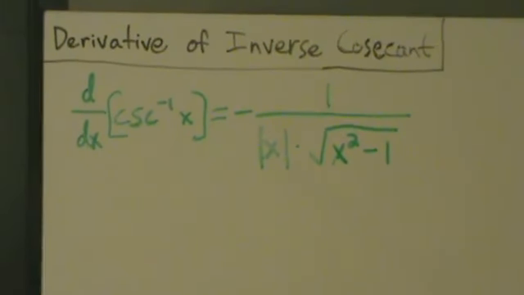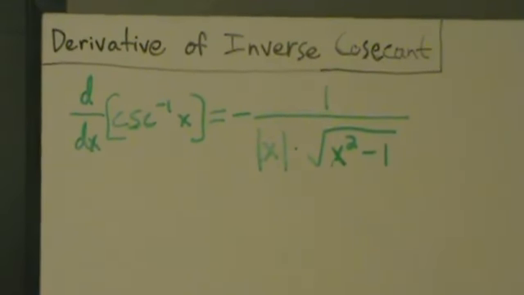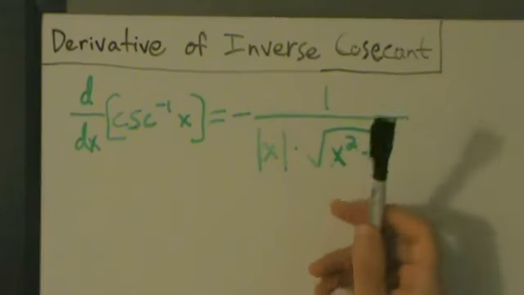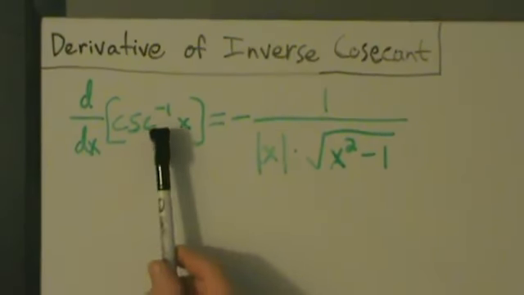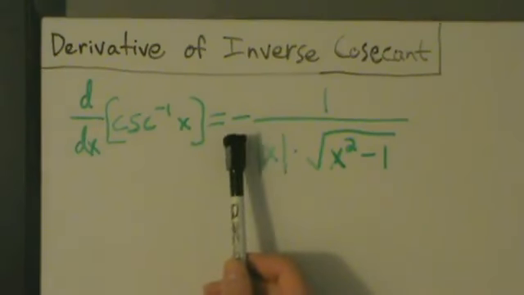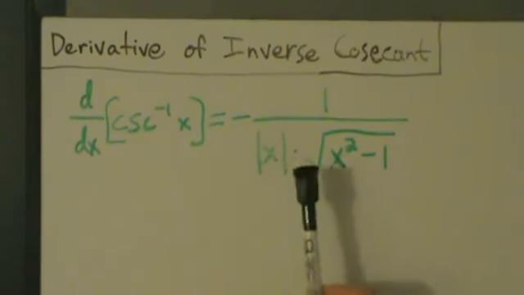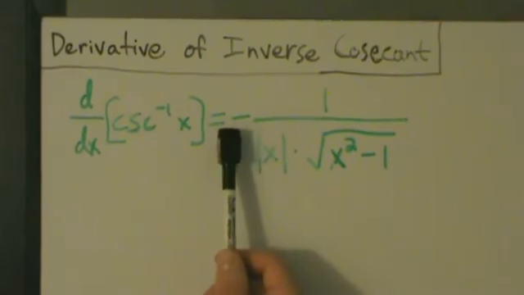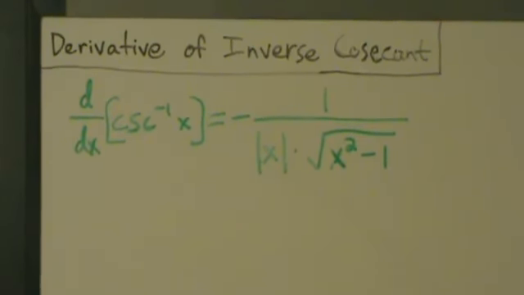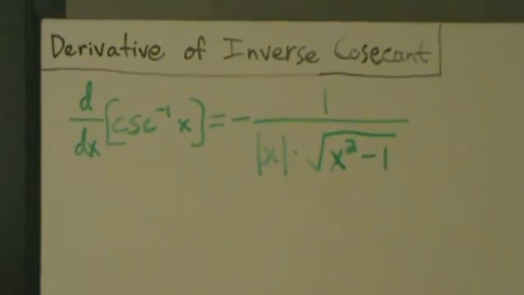Alright, now that we talked about the derivative of inverse secant, it's time to do the derivative of the inverse cosecant. Okay, so d/dx of cosecant inverse of x equals negative 1 over the absolute value of x times the square root of x squared minus 1. So notice this is just negative the derivative of inverse secant, alright? And we're actually going to prove this kind of the same way we did the inverse cosine. Okay, we're going to use the derivative of the inverse secant to do this.